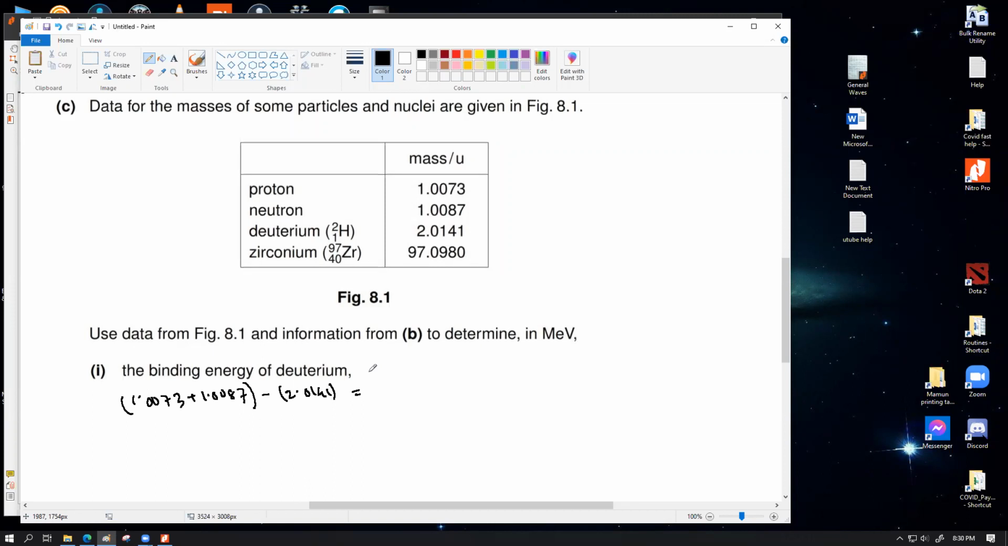In U, 0.0802 is coming. Am I writing something wrong somewhere? 0.0073, yes, I gave one zero less somewhere. Okay, what are you getting? Say again, in terms of U, what do you get? 1.9 times 10 to the power minus 3 U. So if we want to convert this into megaelectron volt, you simply multiply that by 930. 10 to the minus 3 times 930 megaelectron volts, you get the answer.